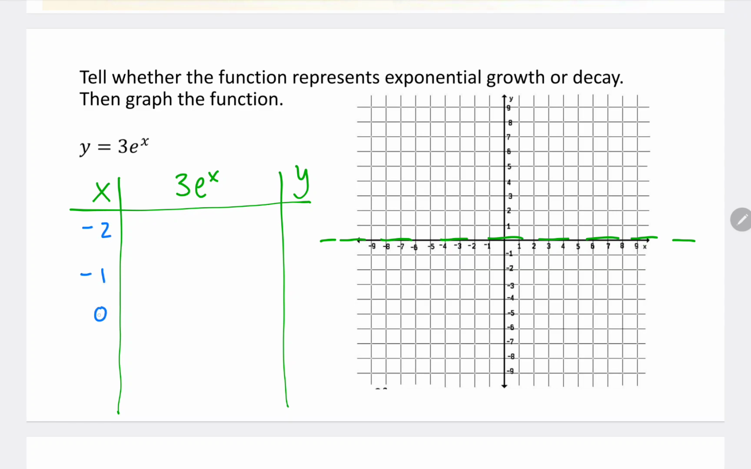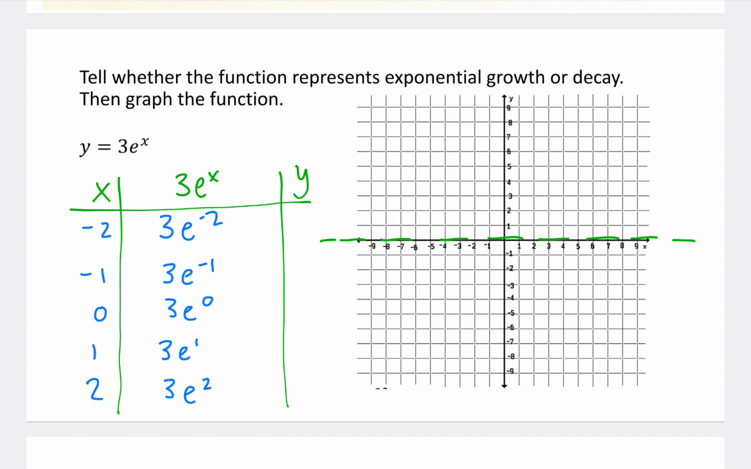-2, -1, 0, 1, and 2 are my favorites to plug in. And you can just plug this straight into your calculator. If you have a scientific calculator, you should have an E button that you can raise to any power. Just make sure you're typing things correctly. You might want to use order of operations, do the exponent before you multiply.